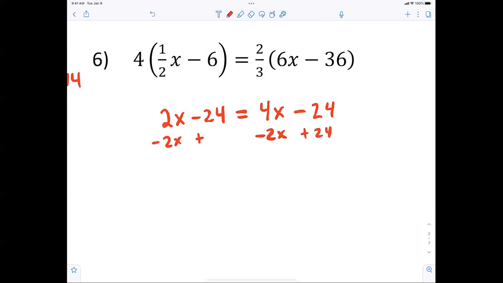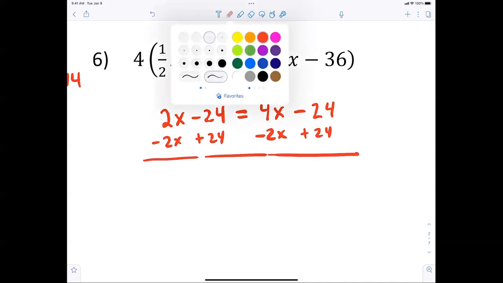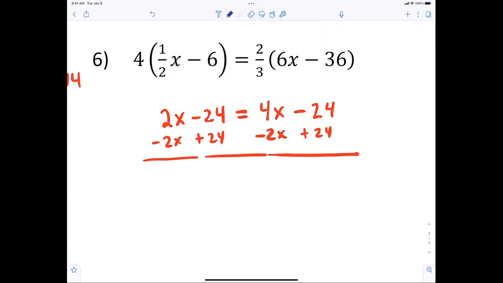Right. I added 24. So everything on the left is what? Everything over here did what? So it's a what? 0. That's correct. And then when you divide by 2, which we don't have to do, we just say 0 divided by anything is automatically what? 0. So that was your answer to number 6. That's a beautiful answer, actually.